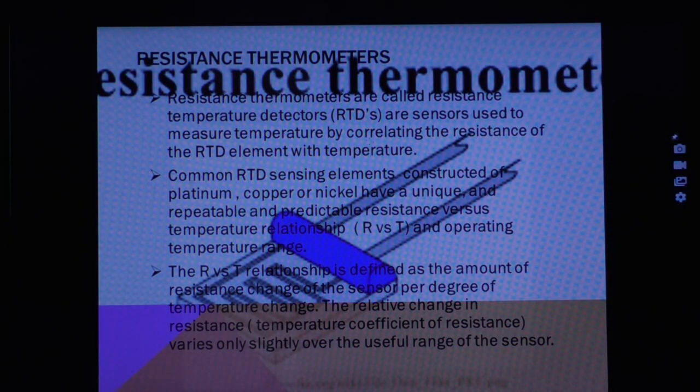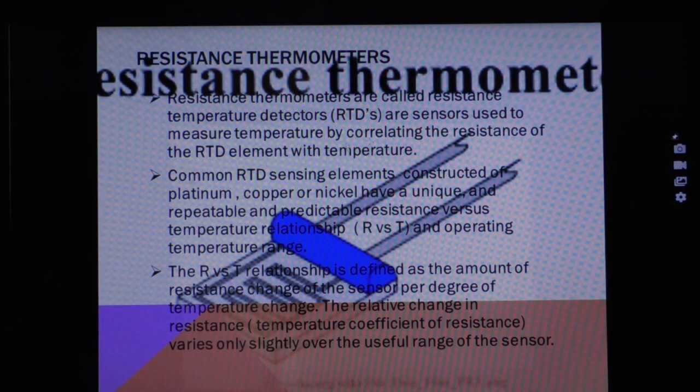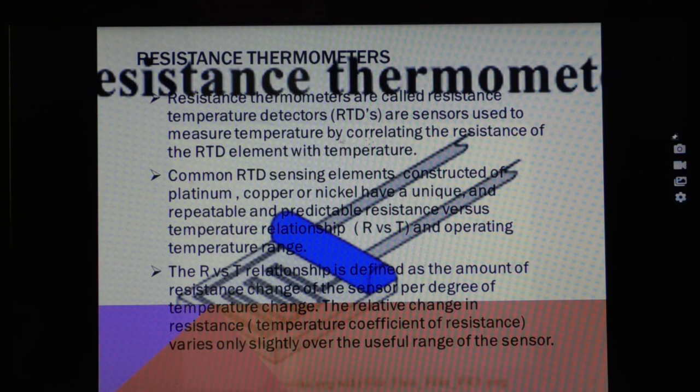Resistance thermometer. Resistance thermometers are called resistance temperature detectors, that is RTDs. They are sensors used to measure temperature by correlating the resistance of the RTD element with temperature. So in the case of a resistance thermometer, we measure the temperature by the change in resistance of the sensor. That's why these are known as RTDs.